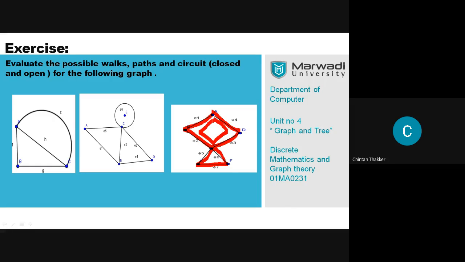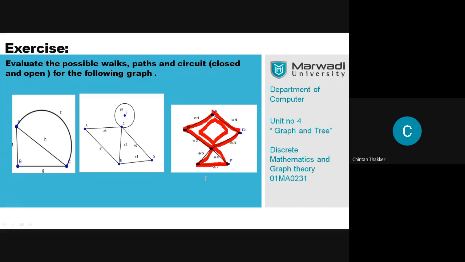Now if we find a closed walk from A to A of length 4 by A to B, B to C, C to D, D to A, then this becomes a circuit of length 4. And here you have a circuit of length 3 from C to C: C to E, E to F, F to C. So this is a circuit of length 3.